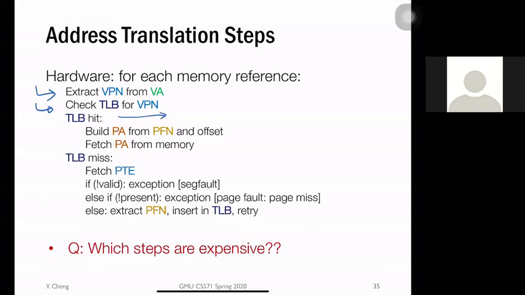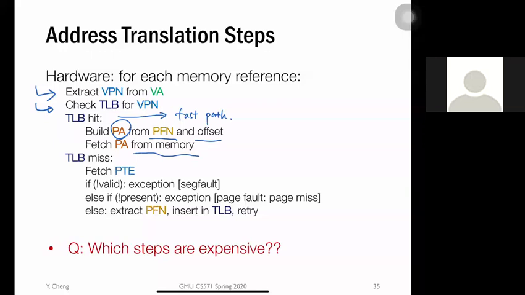So this is essentially a fast path. Why is it a fast path? Because we could just directly fetch the corresponding physical frame number from the physical frame number field, and concatenate it with the offset to construct the physical address, and then use the physical address to access the memory. So this is a fast path, right?